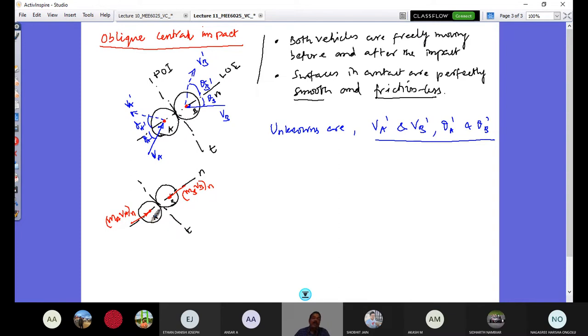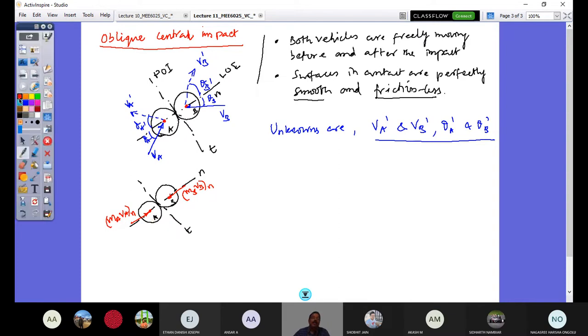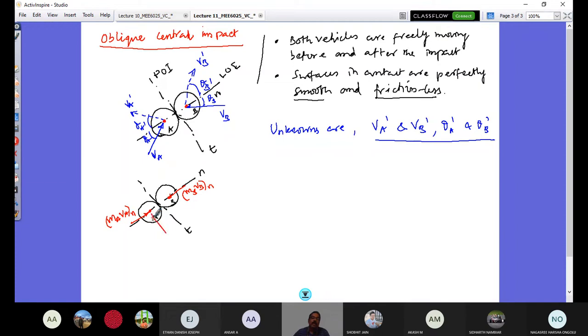And then you also have the other two components here. That is one in this direction, MA VA sine theta. Instead of that, I put a subscript T, so along this component, MA VAT, and another one here, MB VBT.